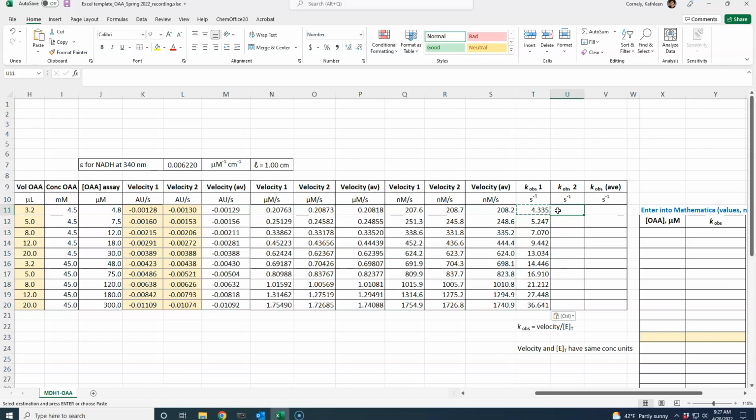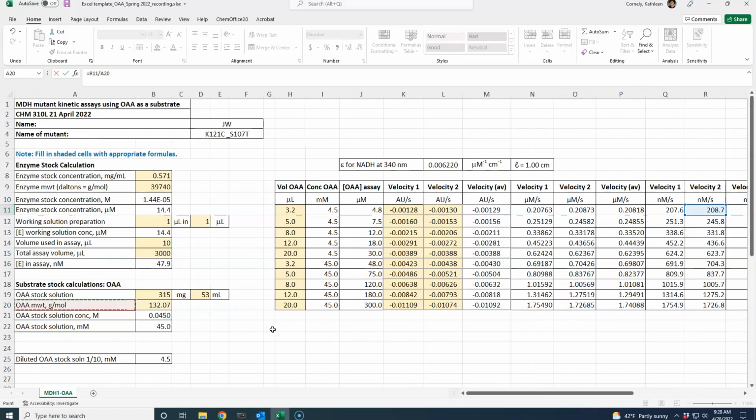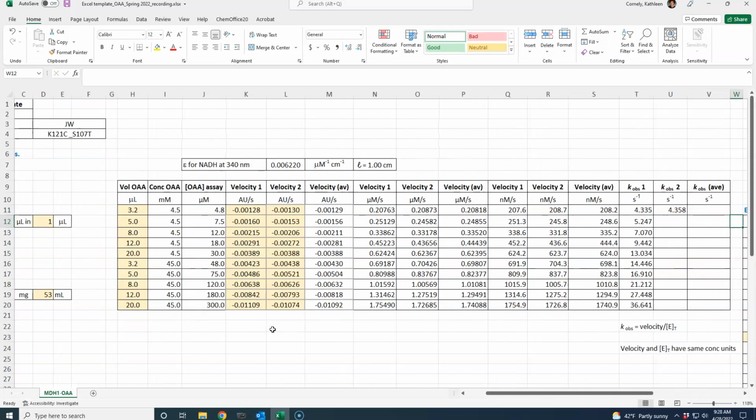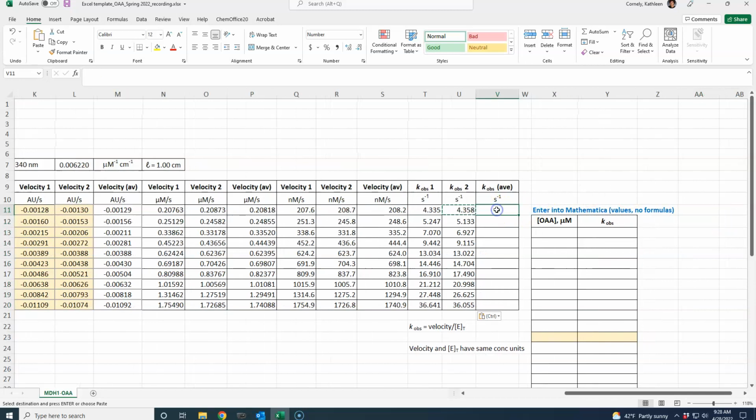And for the second trial, same thing. I'm going to take the velocity for trial 2 and divide it by the total enzyme concentration, and again turn this into an absolute reference and copy it, and then I can finally average it. So average these two values and then copy.